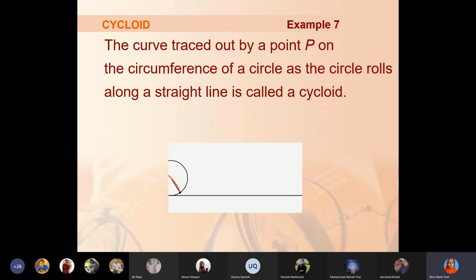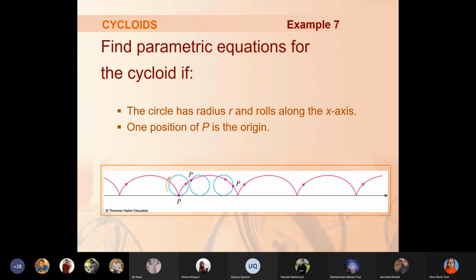It's the same as when we mark a point P on the rim of a tire of a car, and as the car moves along a straight line, then the curve traced out by that point P on the rim of the tire is called a cycloid. The circle has a radius r and it rolls along the x-axis, and in one position of the circle the point is the origin.